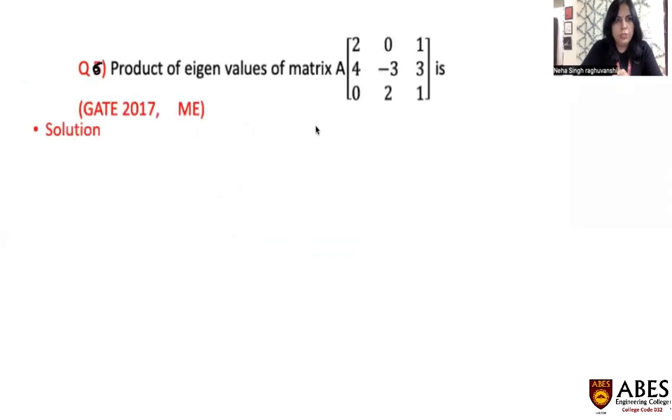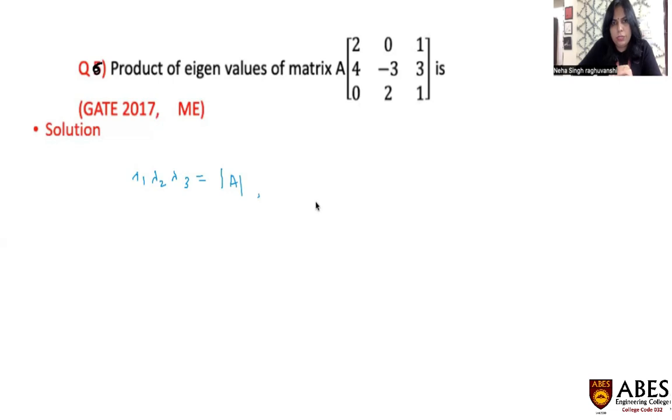Come to the next question. Question number 6. In this question, we need to find the product of eigenvalues. As we know, if you have 3 eigenvalues, lambda 1, lambda 2, lambda 3, then the product of eigenvalues is equal to the determinant of the matrix. So you need to find the determinant. I'm showing you the shortcut method of finding the determinant.